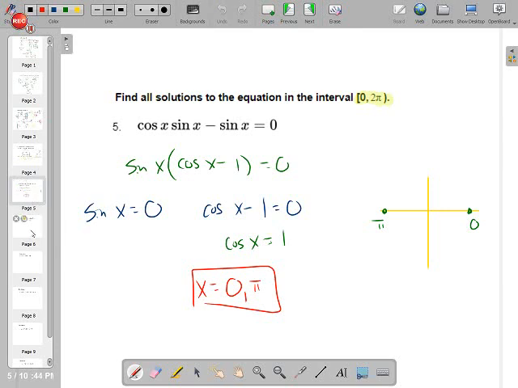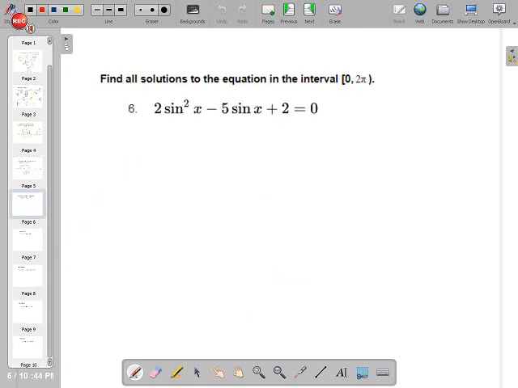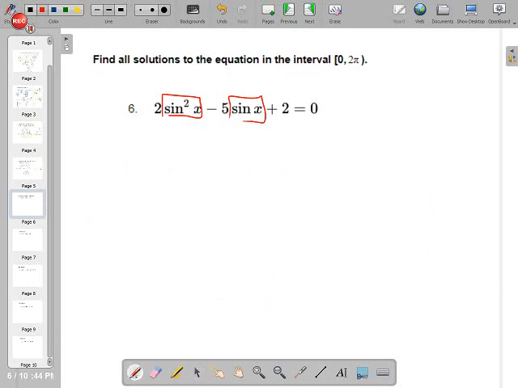Number 6. Alright, this one's a little tricky because you have a sine squared, this is a quadratic term, and this is a linear term. So sometimes it helps people to do substitution here to help you factor. So I'm going to call this u squared, and I'm going to call that u. And I'm going to treat this like any other quadratic I've been solving since Algebra 1. So I'm going to split the middle. 2 times 2 is 4, so I need numbers that multiply to 4 and add to the middle, which is negative 5. Those numbers are negative 4 and negative 1.